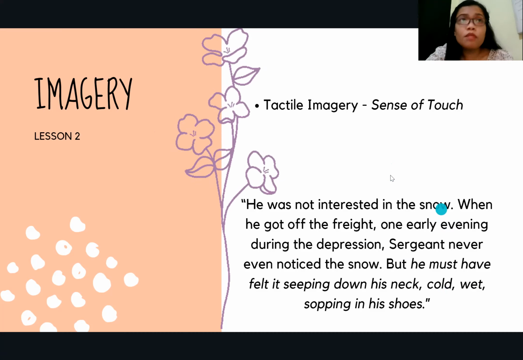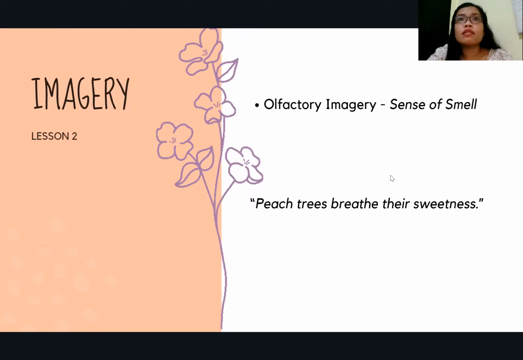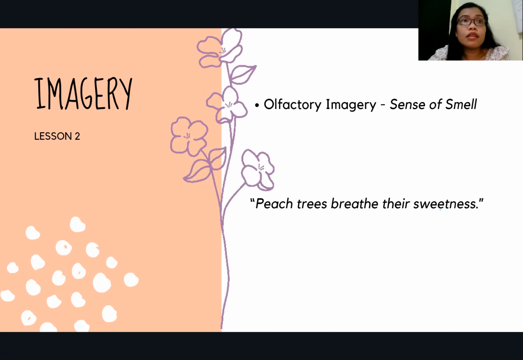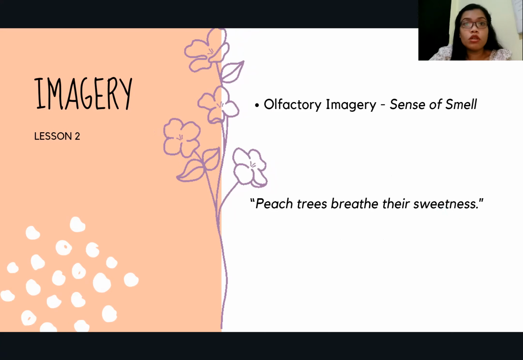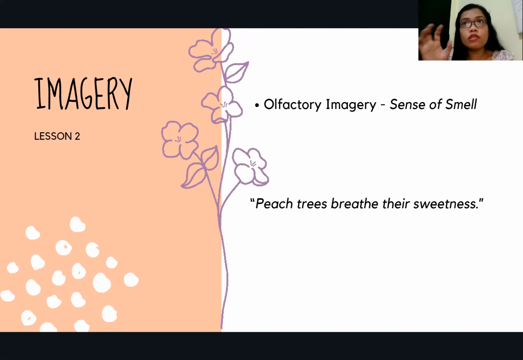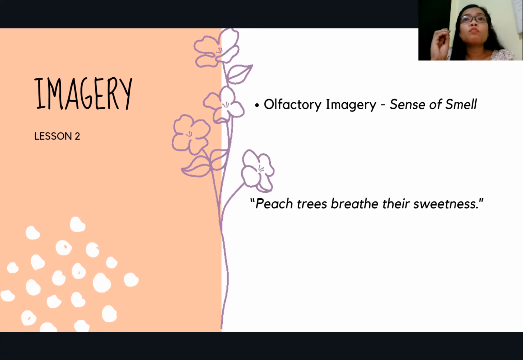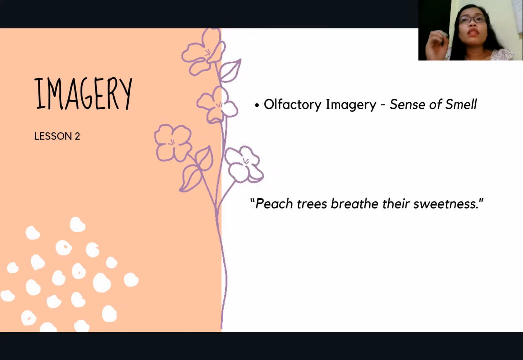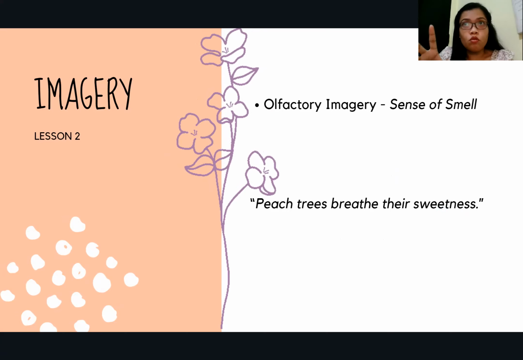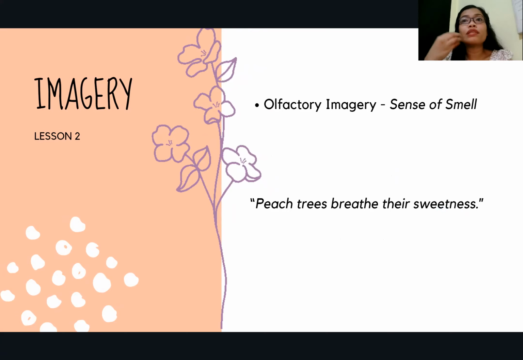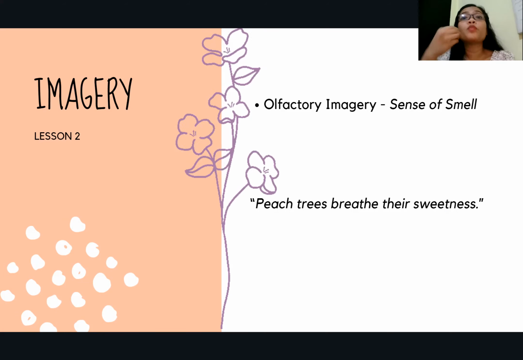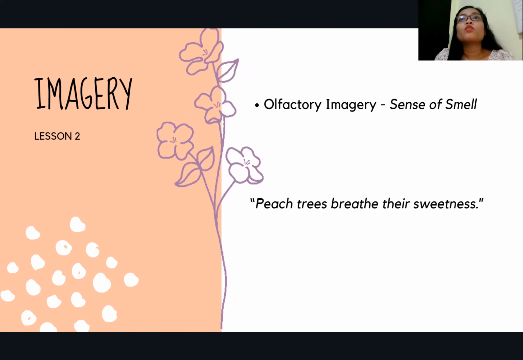Next, this is the last in the types of imagery, the olfactory imagery. The olfactory imagery is the sense of smell. So here, peach trees breathe their sweetness. There's something to do with the sense of smell because it breathed their sweetness.